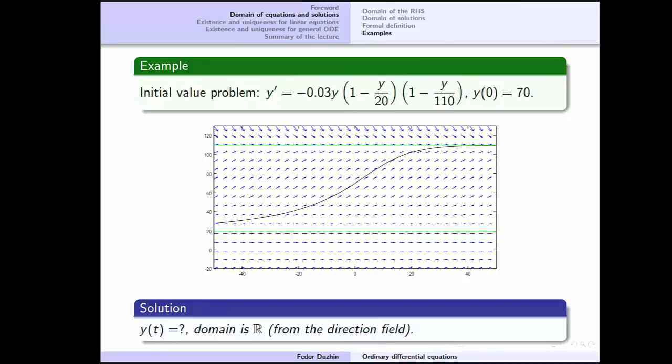if it intersected this horizontal line, at the point of intersection the derivative would be not 0, which is not consistent with the differential equation. But if our solution cannot leave these two lines, it means that it cannot reach infinity. And if it cannot reach infinity, of course, it has to extend all the way to infinity. I mean, t can be from minus infinity to plus infinity on both sides. Alright.